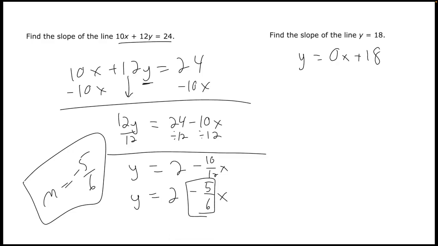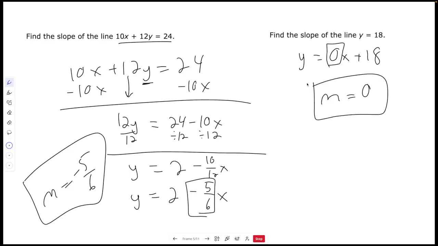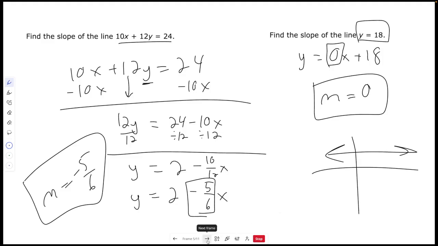But now when you look at this, we just say, okay, the number in front of the x is the slope. So my slope is 0. Another way to look at this, if you're familiar with it, is that if I were to graph this, this would be a horizontal line, and so the slope of a horizontal line is 0. Again, that's extra if you know how to do it.